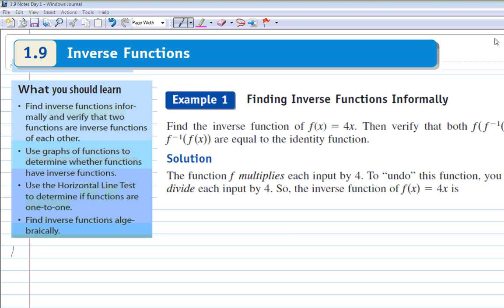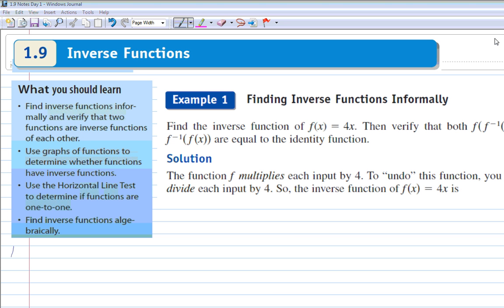Our first example here is finding the inverse functions informally. I'm going to talk through the informal part, but I'm also going to incorporate some of the algebra in this very simple example. It says to find the inverse function of f of x equals 4x. Then we're going to verify that both f of inverse of x and the inverse of f of x are equal. That's a little confusing right now since you don't know exactly what that means, and we're going to do that in our next example.